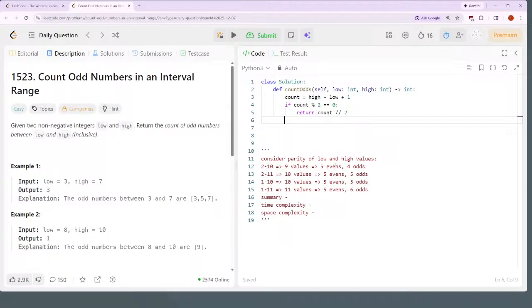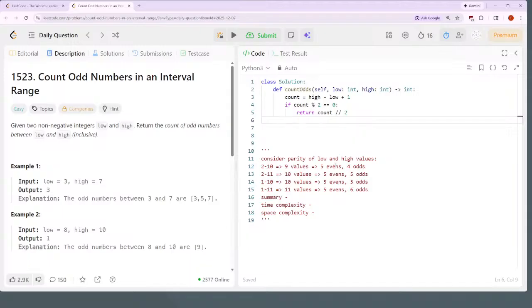I'm gonna get tricky with this. If I do count mod 2, that gives me a remainder, and the remainder of an odd number is going to be 1. If I take the remainder of the high value and the remainder of the low value, they're both going to be 1, so if I multiply them together, that's going to equal 1 only if they're both odd.